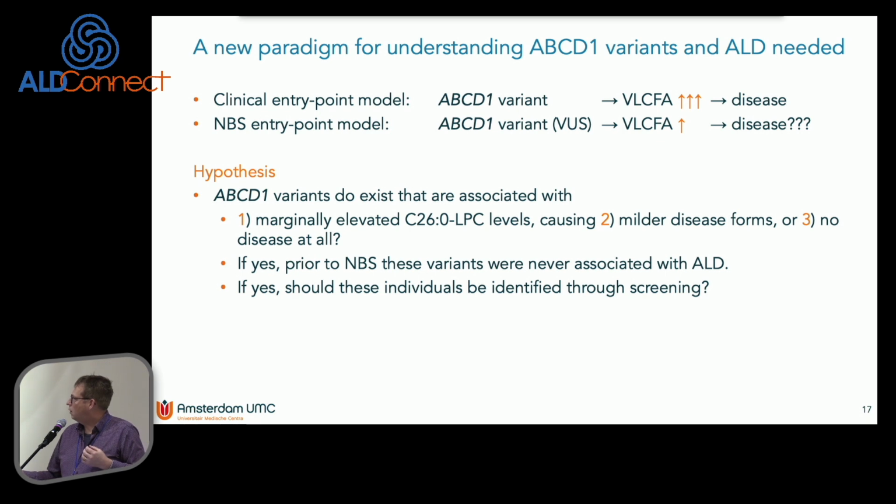So the summary, well, I think I said enough about this. The hypothesis is that there should be ABCD1 variants out there that may affect the biochemistry marginally. And then the question is, do these cause late onset variants? Because ALD is also a spectrum. Any disease is a spectrum. Or are these harmless? Are these benign? They do not cause disease at all.